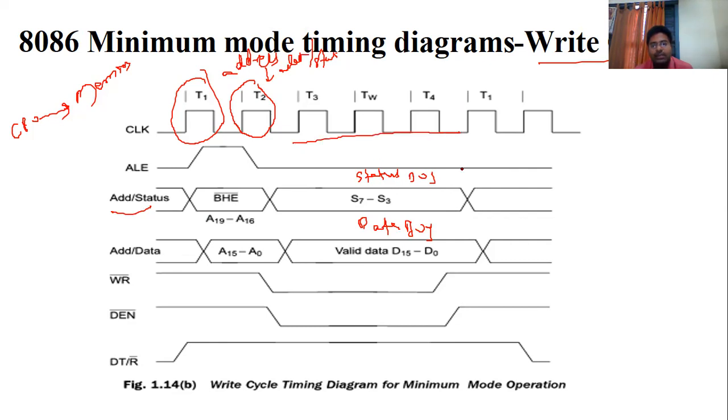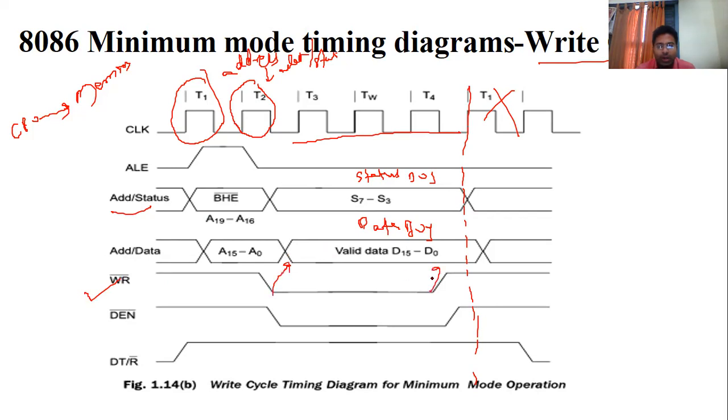Remember, in the examinations you should draw only up to T4. You should avoid the T1 clock period. Once this operation is done, in T3, TW and T4, these lines are available as the status lines, and these are the data lines. Hence the microprocessor performs the write operation here.